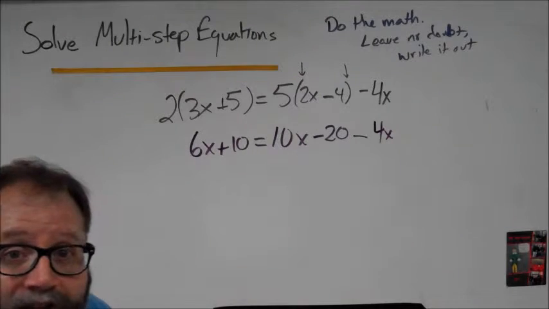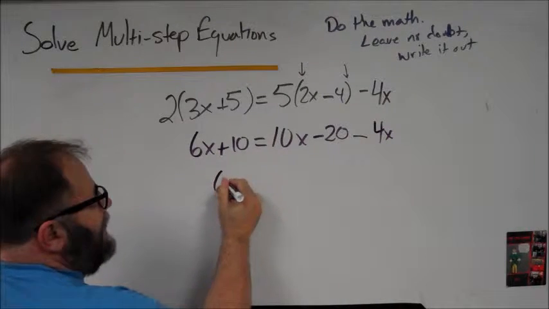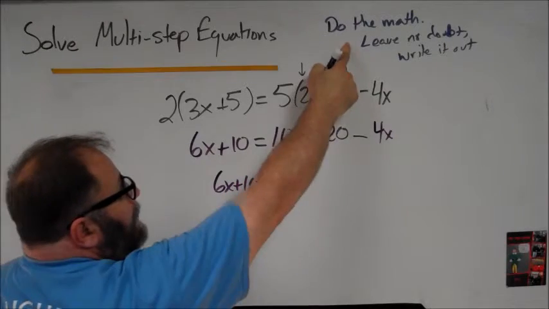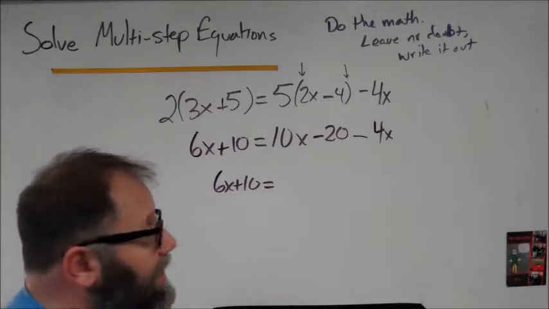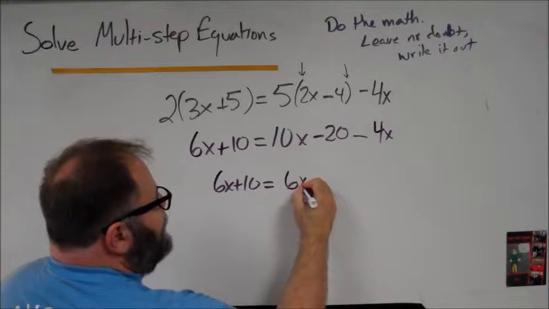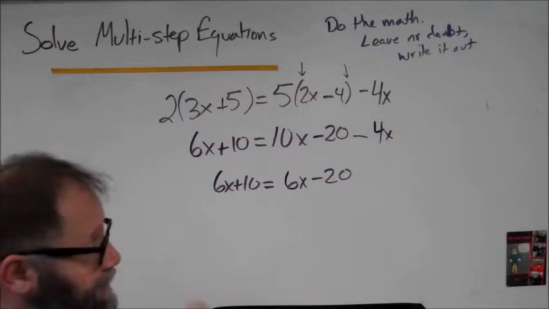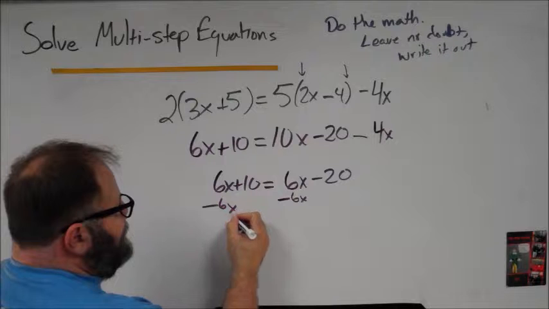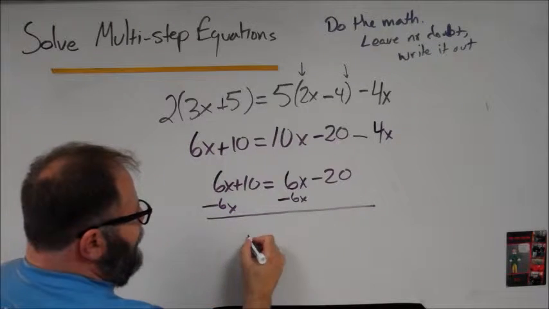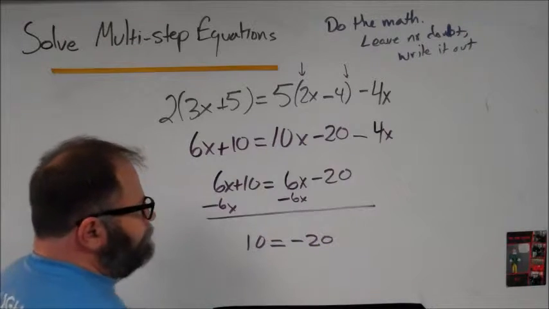Now let's combine like terms and get us down to one variable term. I've got 6x plus 10, leave no doubt, write it out, equals 10x and negative 4x. When we put those together, we've got 6x minus 20. Let's get it down to one variable term. I'm going to subtract by 6x, subtract by 6x, and now I have 10 equals negative 20.